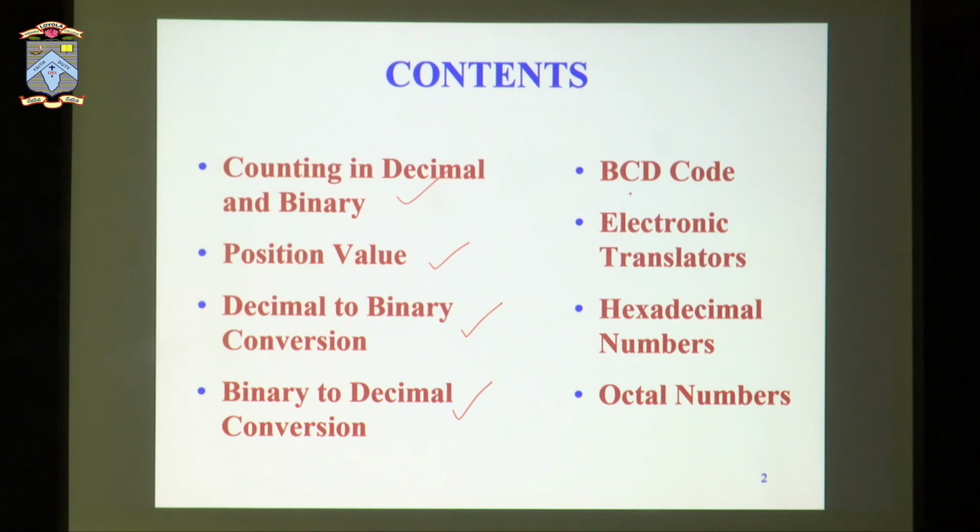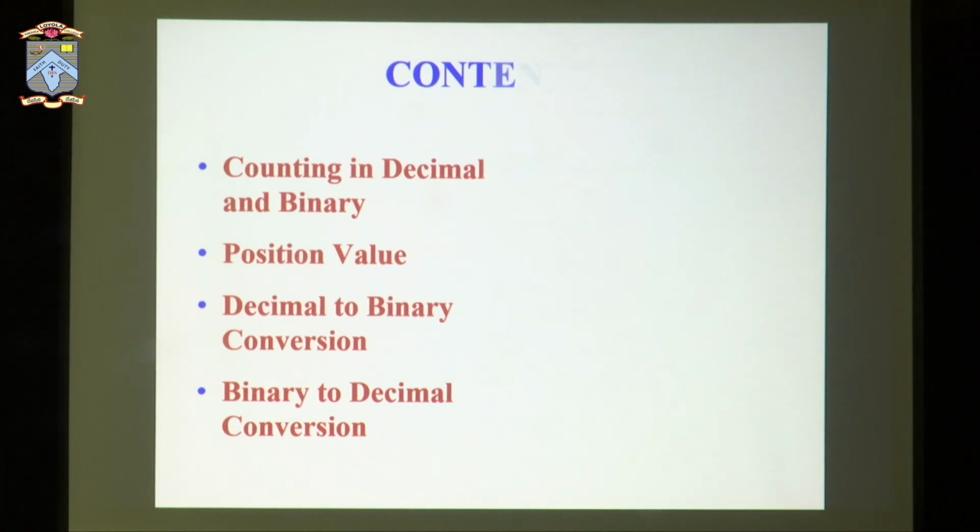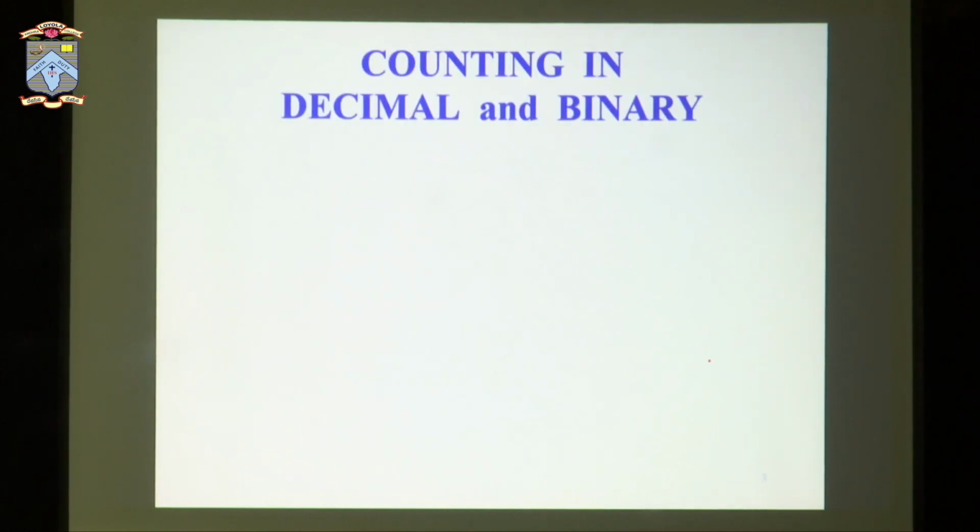The next coding is the BCD code and how these two are done with the help of electronic translators, the encoders and decoders. The other two codings are the number systems, hexadecimal and the octal number systems. The very first one is counting in decimal and binary.